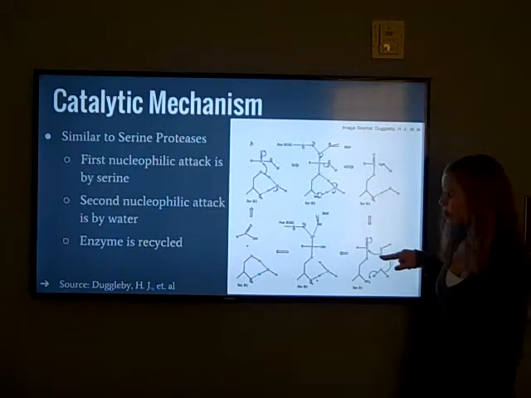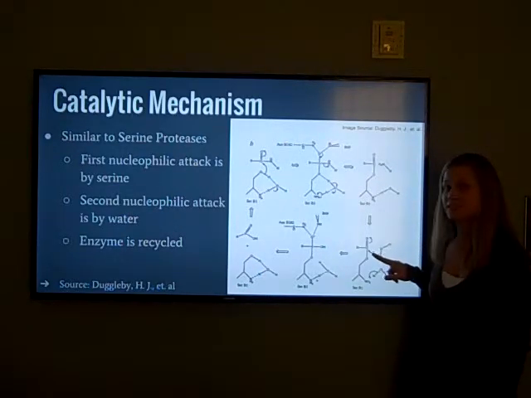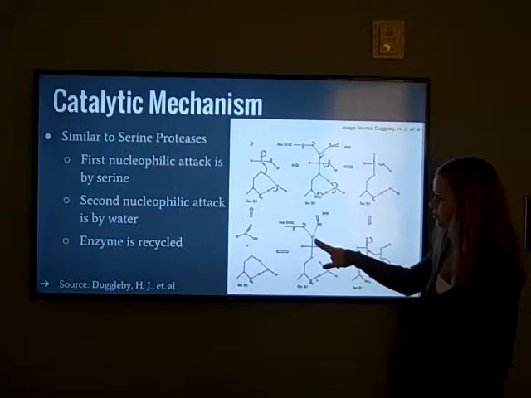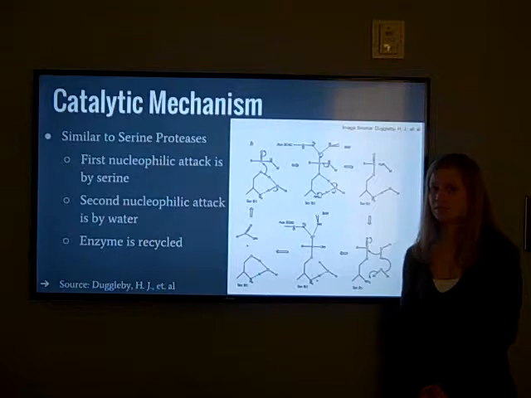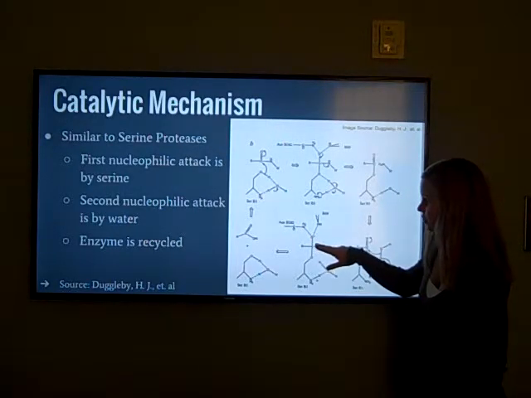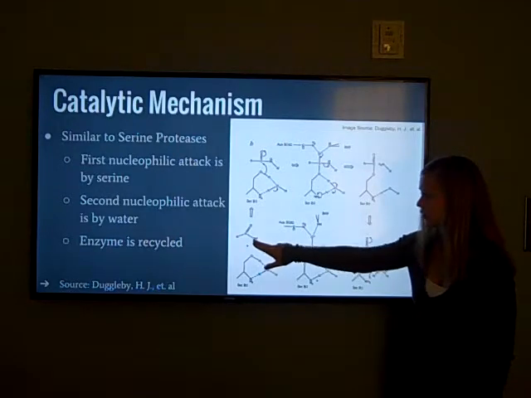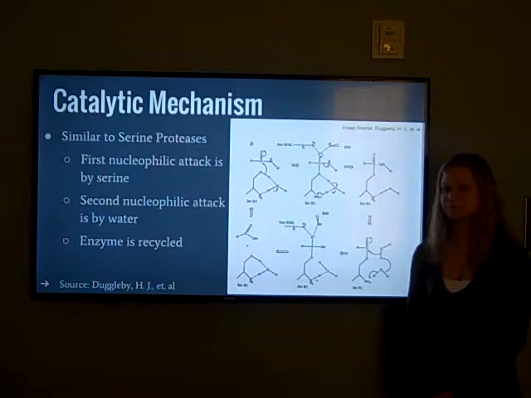The second part of the mechanism begins by water acting as the nucleophile, which attacks that same carbonyl carbon, and another tetrahedral intermediate is formed and stabilized by hydrogens within the main chain. Another electron transfer occurs from the oxygen and a carboxylate product is released, and the enzyme is regenerated.